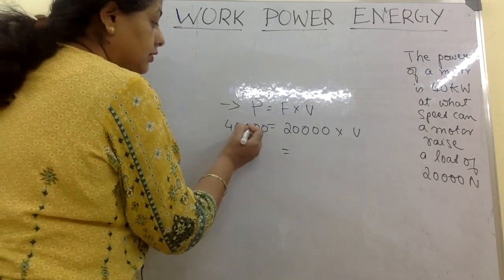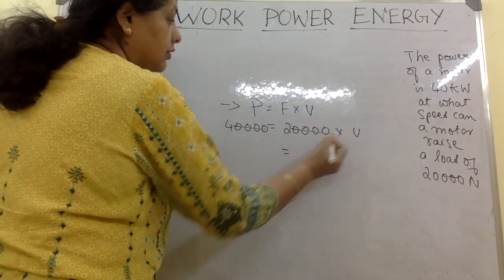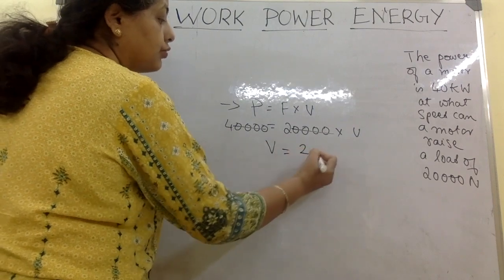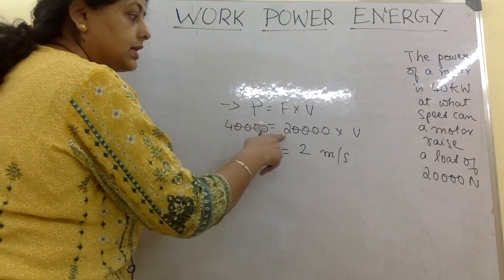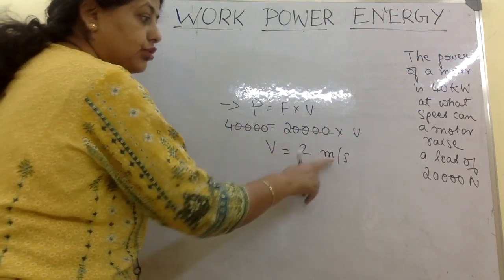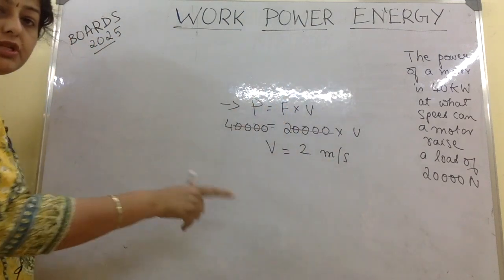So here, 1 2 3 4, 1 2 3 4, V is equal to 2 meters per second. Everything is in SI. What is in SI? This force is in Newton, so you are going to get it automatically in meters per second.